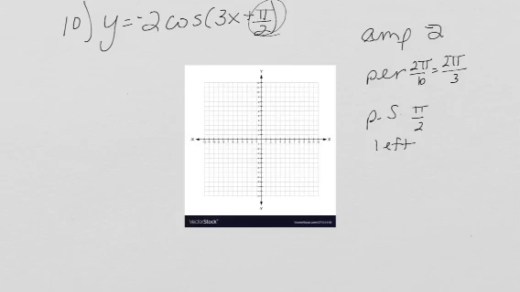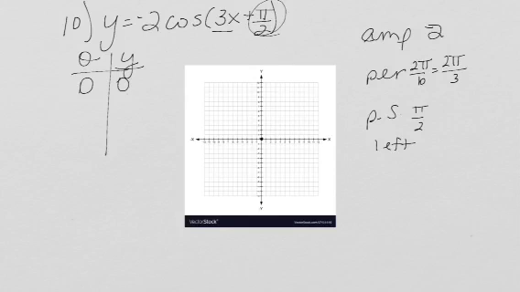Now to graph this, I find it helpful to create an input-output table. So I'm just going to pick some values for x or theta. I like to start with 0, so if I plug in 0, 3 times 0 is 0. 0 plus pi over 2 is pi over 2. The cosine of pi over 2 is the x value at 90 degrees, which is 0, and negative 2 times 0 is 0. So on my graph, I can put a dot at 0, 0.